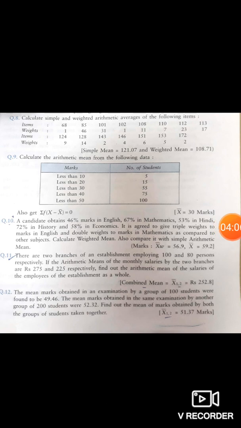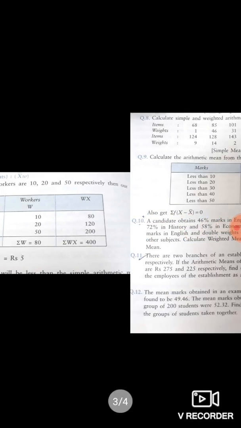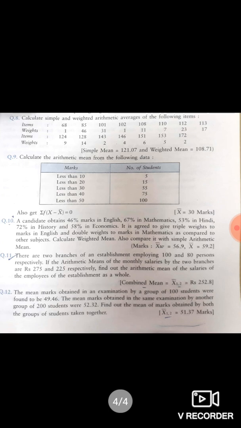If you see, items are given in question number 8 of the back exercise of your chapter: 68, 85, 101, 102. These stand for x. Weights are given as 1, 46, 31, 1, 11. So you will do it in the same way: place two columns x and w, and using the same pattern create a column of wx and then put the values in the given formula. You will do this question by yourself. Next is less than frequency and cumulative distribution given. Here you will create the intervals and then the frequency.